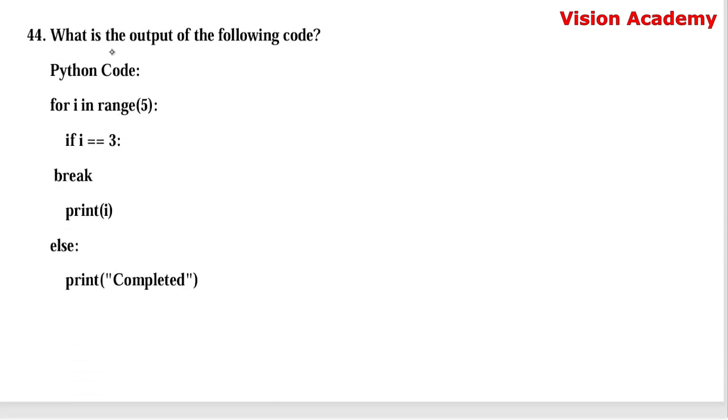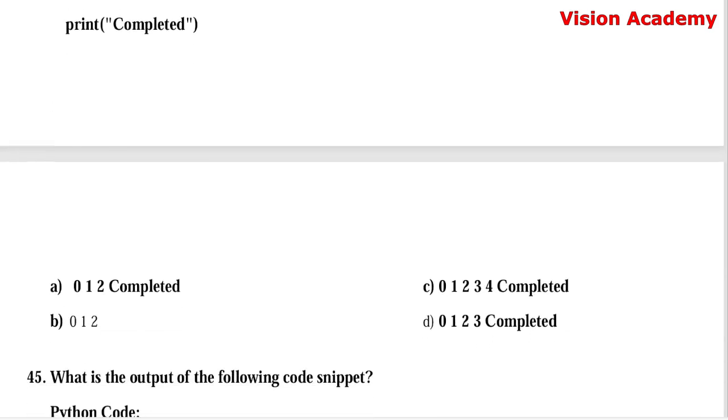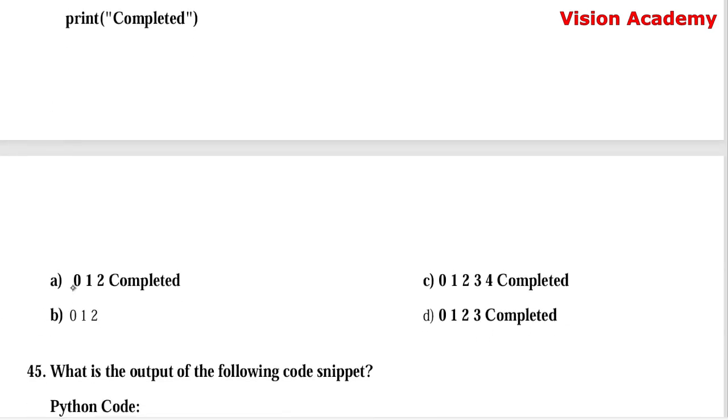Question number 44. What is the output of the following code? Python code: for i in range(5): if i == 3: break; print(i); else: print("completed"). Let us check the options. Option A 0, 1, 2 completed. B 0, 1, 2. C 0, 1, 2, 3, 4 completed. D 0, 1, 2, 3 completed.